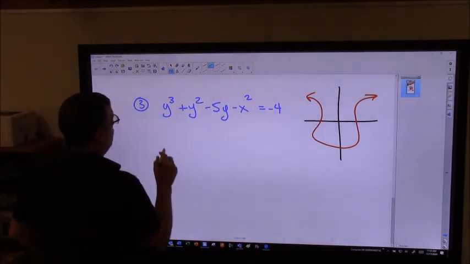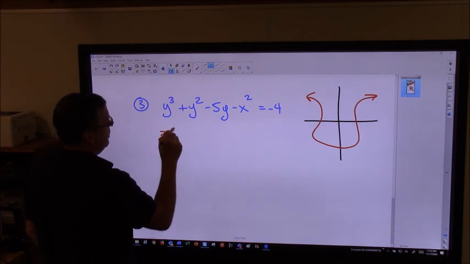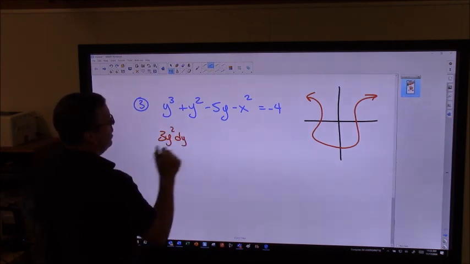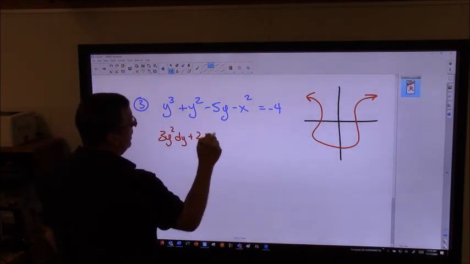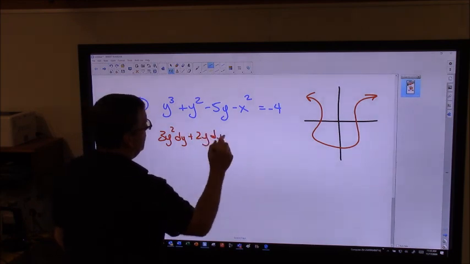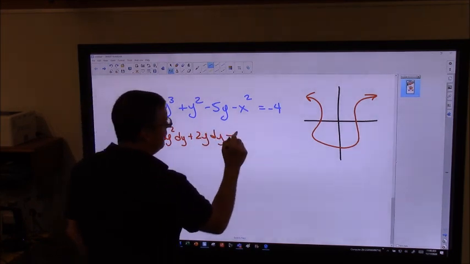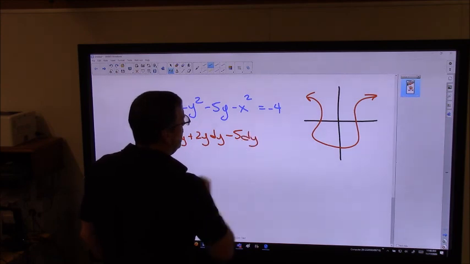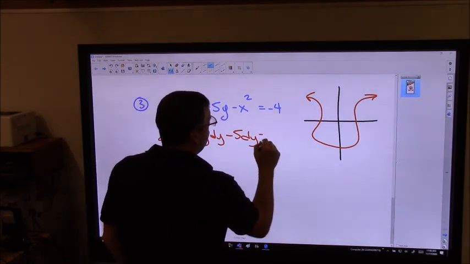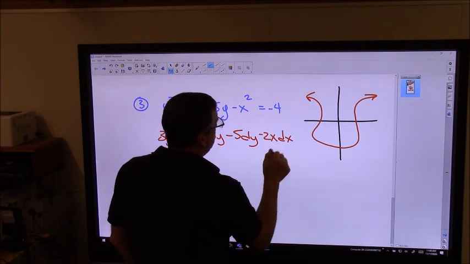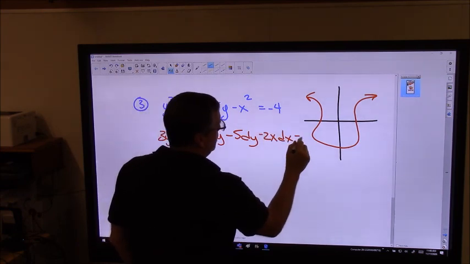All right, so this would be 3y squared, just took the derivative of y. Plus 2y, I just took the derivative of y again. Minus 5, and I just took the derivative of y. Minus 2x, just took the derivative of x, and the derivative of that would be 0.